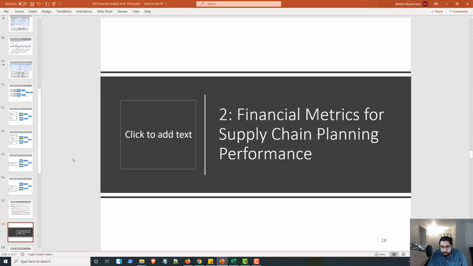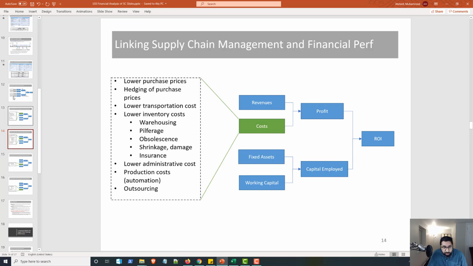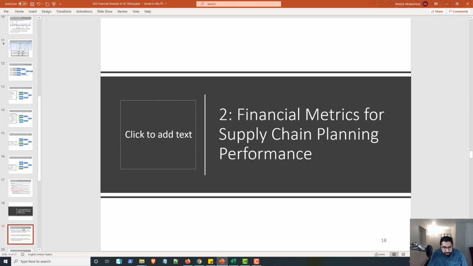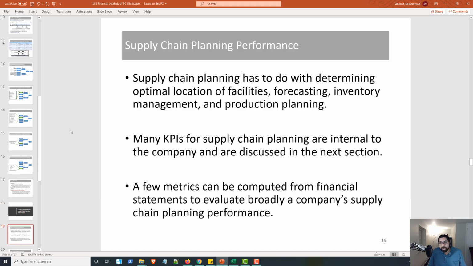Okay, now let's look at some other financial metrics other than the ones we have studied already, which are going to help us evaluate the supply chain planning performance. Supply chain planning has to do with forecasting, planning for inventories, determining optimal location of facilities, and production planning, and we will spend considerable time on this in this course, and if you take logistics with me in that course, doing planning. Planning is really important because poor planning leads to poor execution leads to poor financial results.